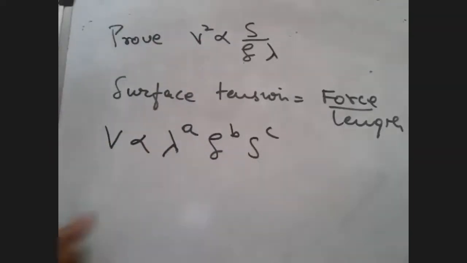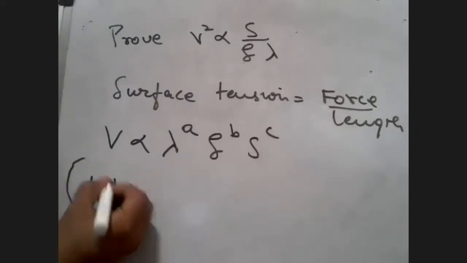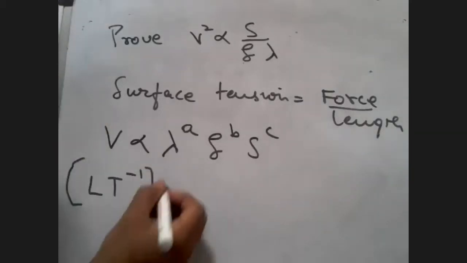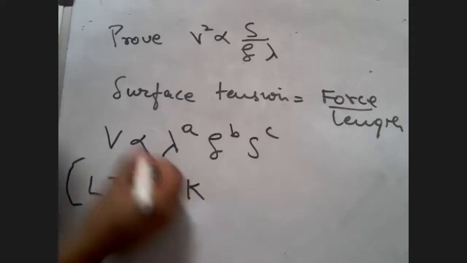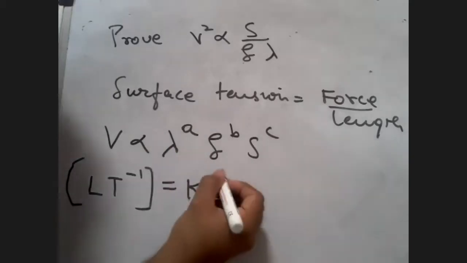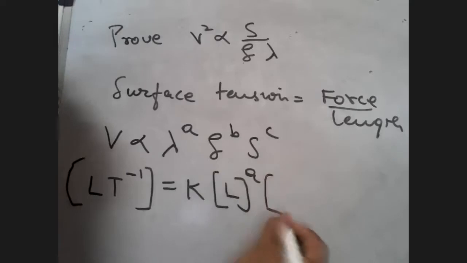So what I will do again, I know the dimension of velocity. What is it, students? Displacement upon time, that is LT raised to -1. Let's also say that this is equal to some constant, so I change the proportionality sign. Lambda is what, students? I told you it is length. Consider length, so we'll say L raised to a.